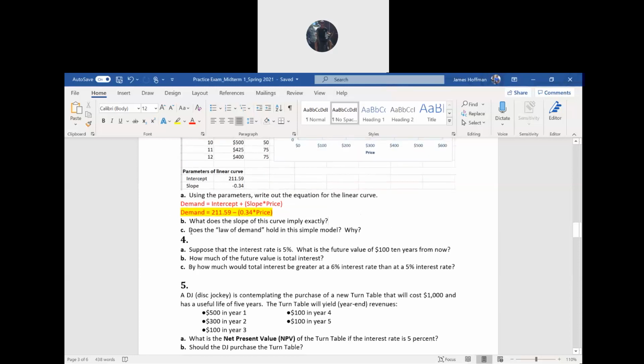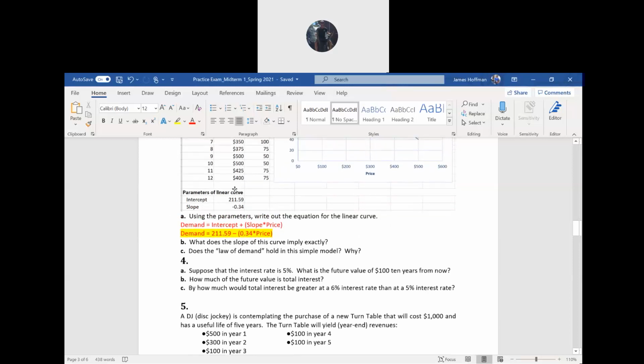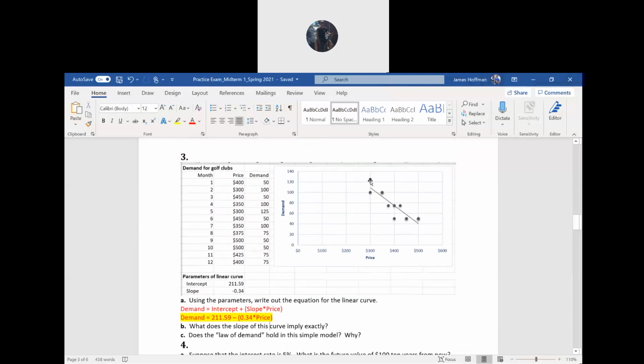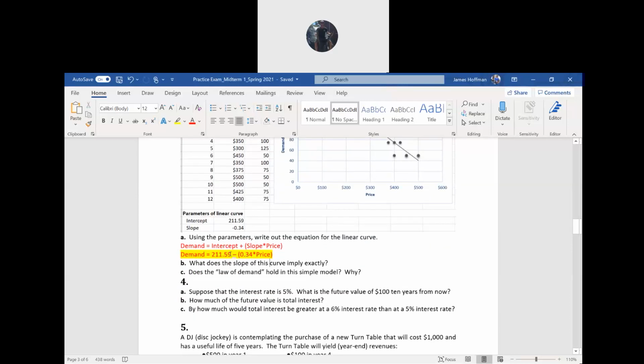Okay, and then part B, what does the slope of the linear curve imply exactly? This number is the linear relationship between price and demand. So essentially, when price changes by 1 unit, this is how much demand changes. You can see that relates to the trend line. When price goes up by $1, demand goes down by how much? This much on average.